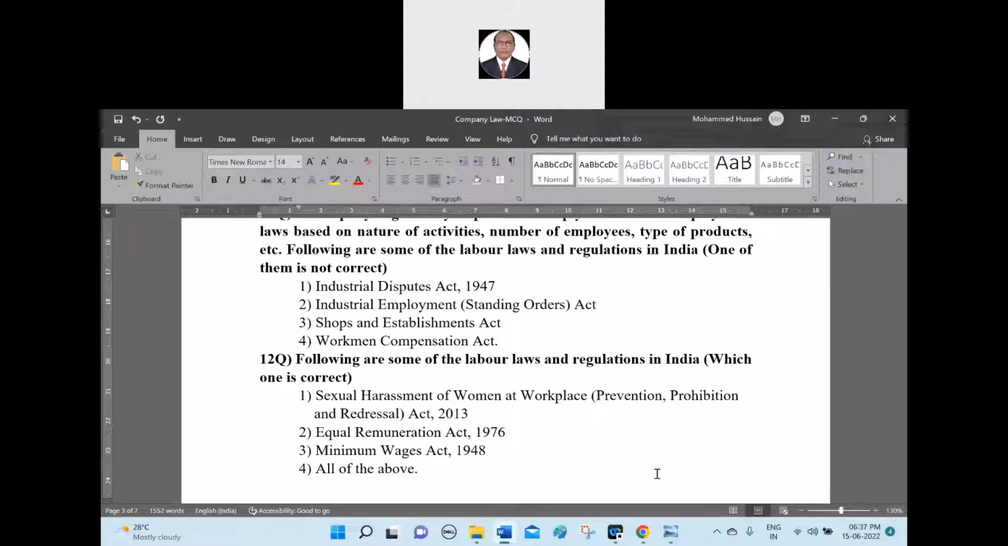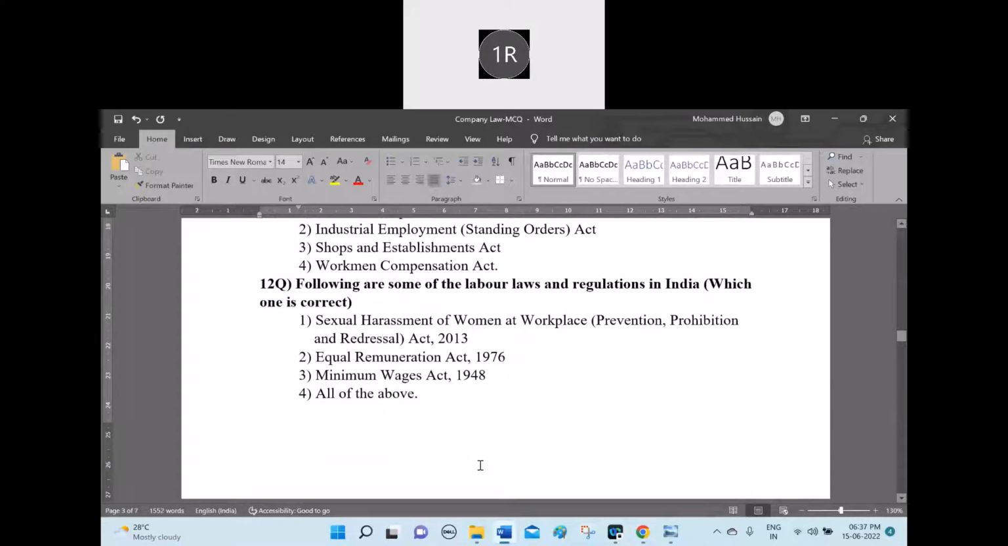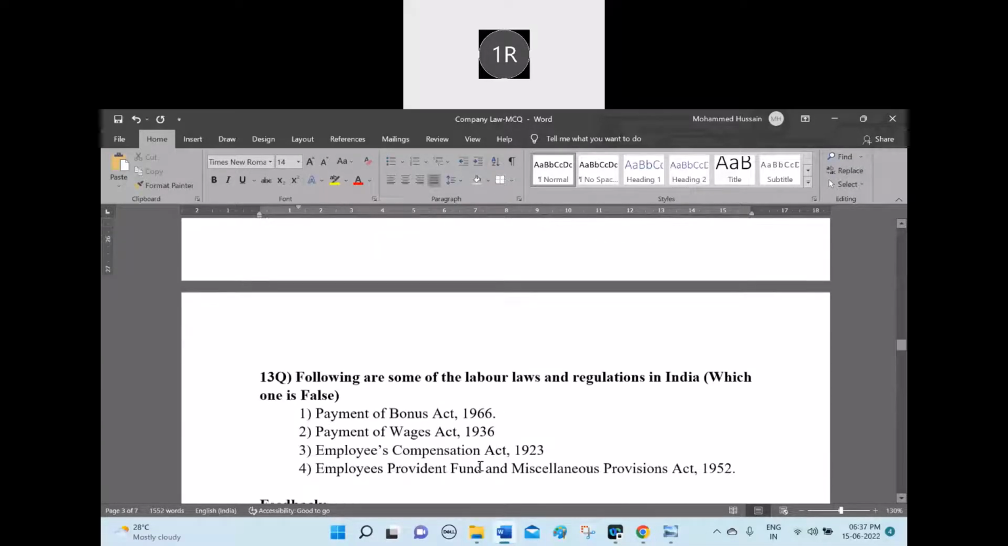Harassment of women, that one comes. Vishaka versus State of Rajasthan. Use your logic and see which will be the correct answer. So the 12th question, the right answer is all of the above, because all three acts are applicable.